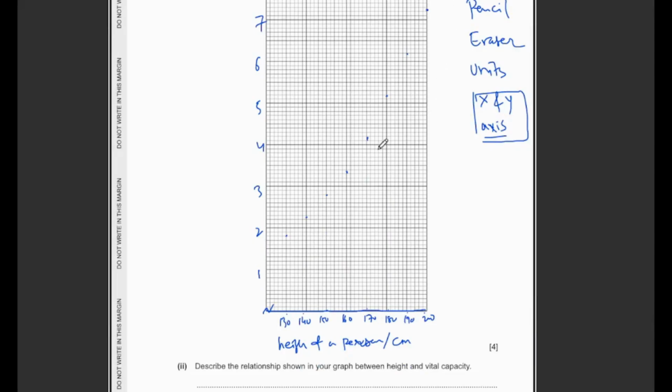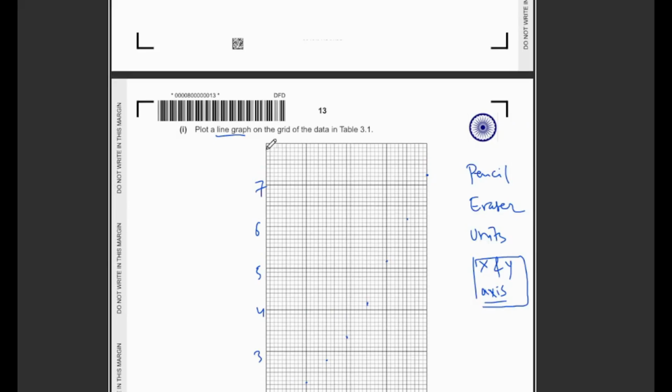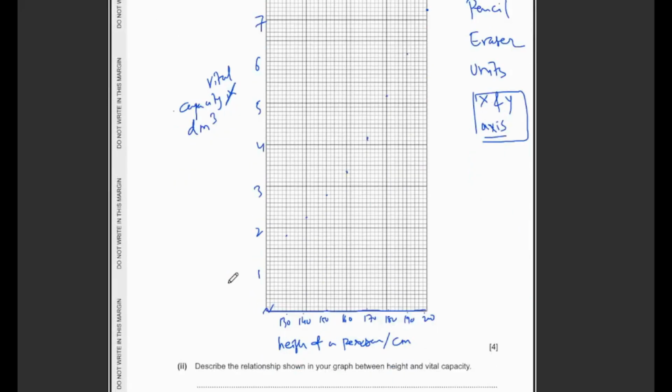That means my unit also should be mentioned here, and this is what? Vital capacity in dm cube, right? Done. So we have done with all this part, and now we just need to join the points here.